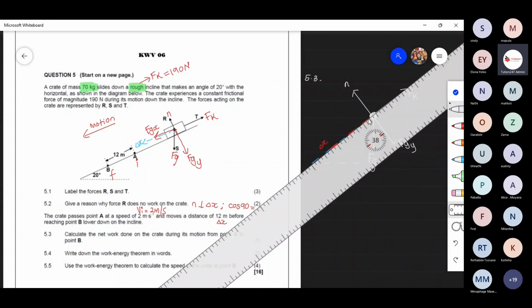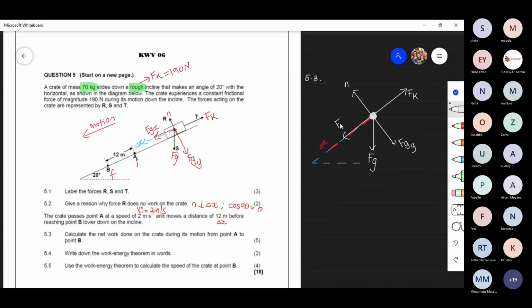So this is going to be my FGX. So that is the force FGX. So we've now drawn a free body diagram in which we have included all of our forces as well as our displacement vector, which is going to help us to calculate theta. All of that extra work is just to make sure that our theta values are correct.